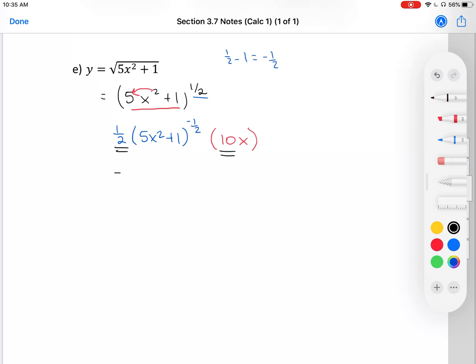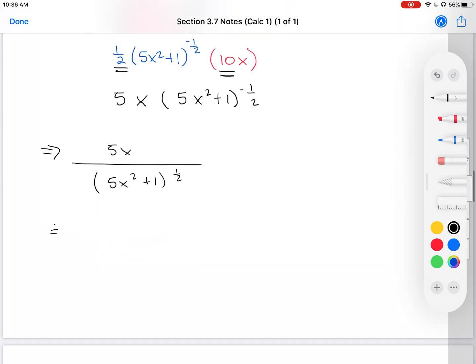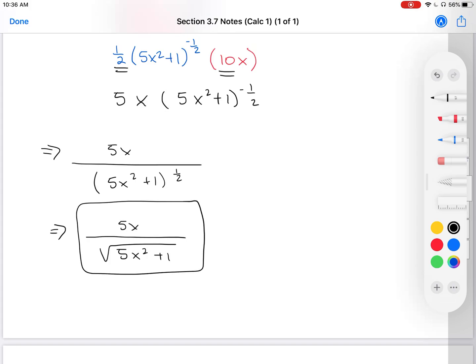1/2 times 10 is 5. So I have 5x times 5x squared plus 1 raised to negative 1/2. And in math, we do not like to have negative exponents. So let's go ahead and move it down. We have 5x, and in the bottom, I have that quantity with the negative exponent, 5x squared plus 1 to the 1/2 power. And for our answer, we do not want to keep that rational exponent. We write it using a radical. So we have 5x divided by the square root of 5x squared plus 1. There we have it.